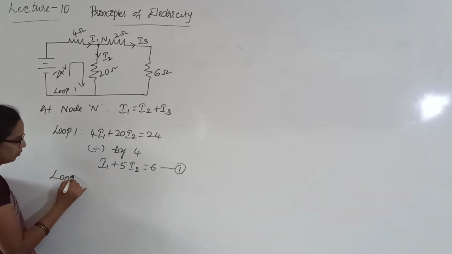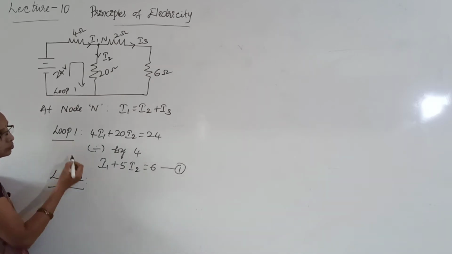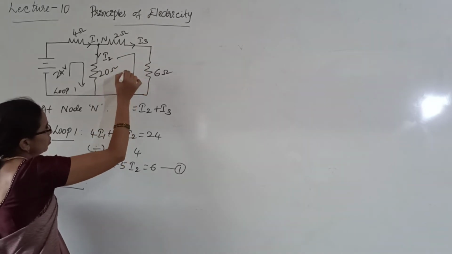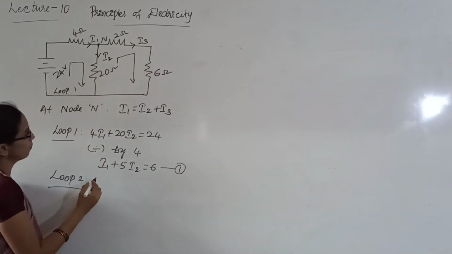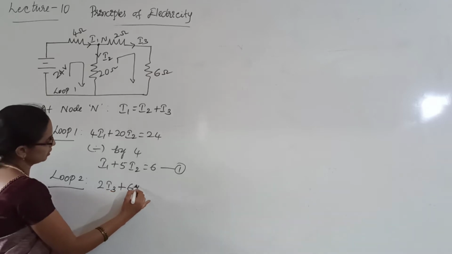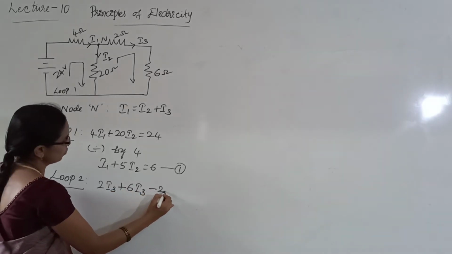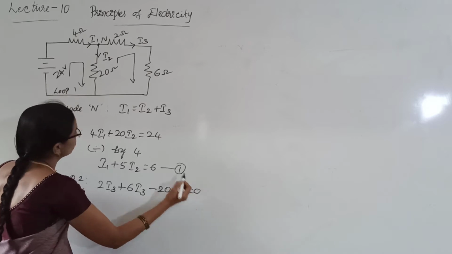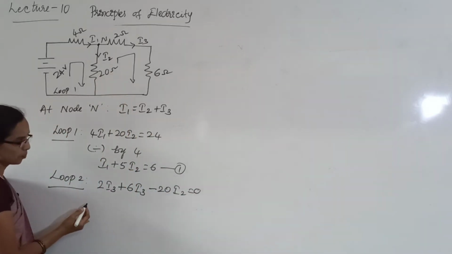If I apply KVL for loop 2, this is loop 2, I will go in this direction. 2I3 plus 6I3 minus 20I2 is equal to 0 because there is no voltage source in this.